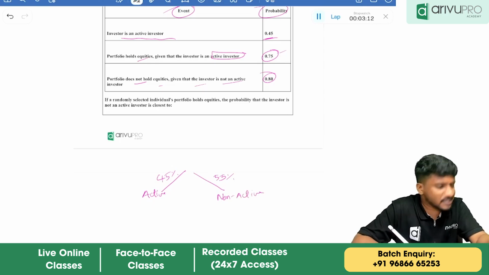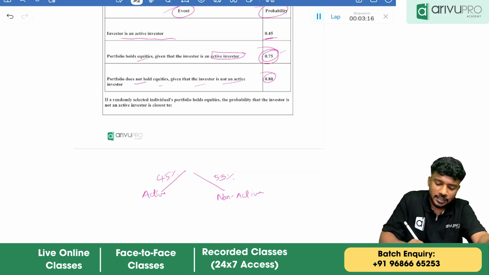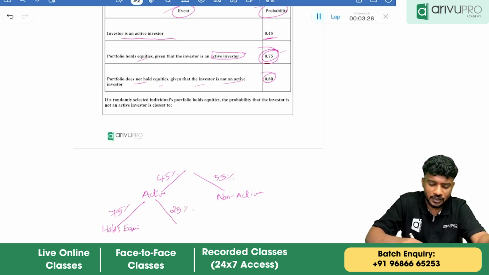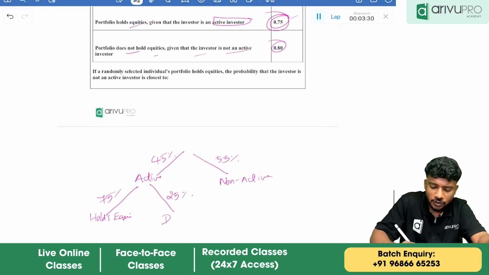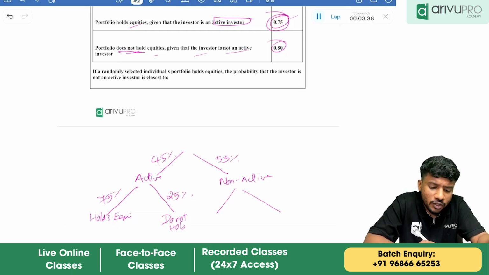Now from this active investor, holds equity is 75%. Then does not hold will be 25%. Then in non-active, what is the case? The portfolio does not hold equities.